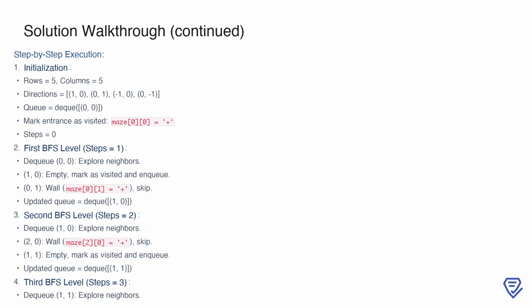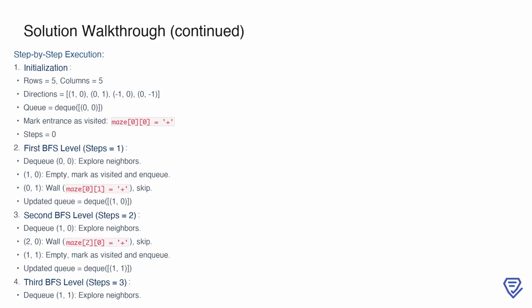Now let's consider example 3, where the maze is larger and has multiple paths to the exit. The entrance is at 0, 0. After initializing the rows, columns, movement directions, and queue, we mark the entrance as visited and set the step count to 0. In the first BFS level, we process the entrance point 0, 0. Out of its neighbors, 1, 0 is an empty cell, so we mark it as visited and add it to the queue. The neighbor 0, 1 is a wall, so we skip it.